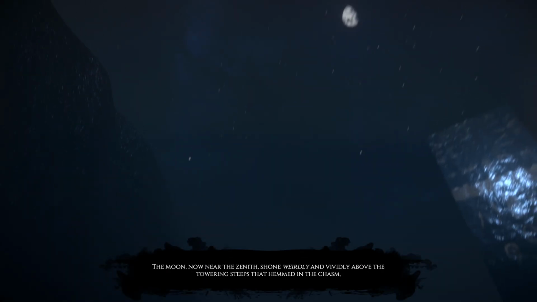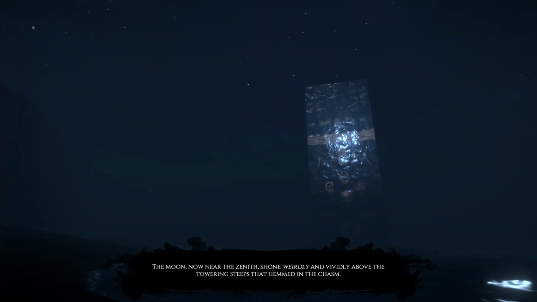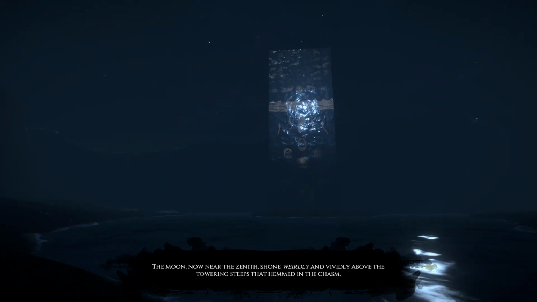The moon, now near the zenith, shone weirdly and vividly above the towering steeps that hemmed in the chasm.